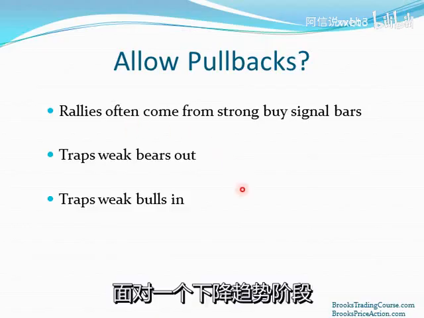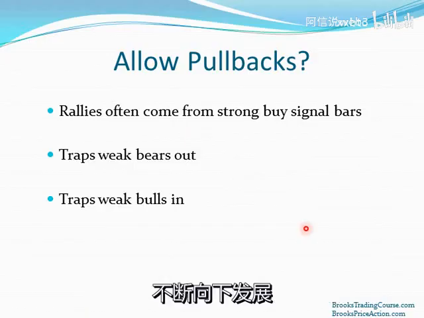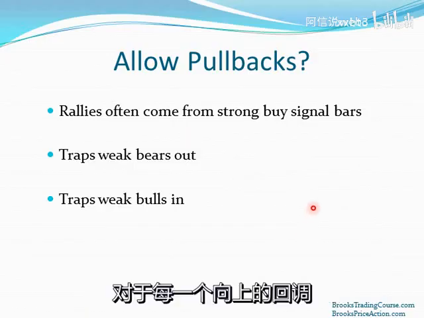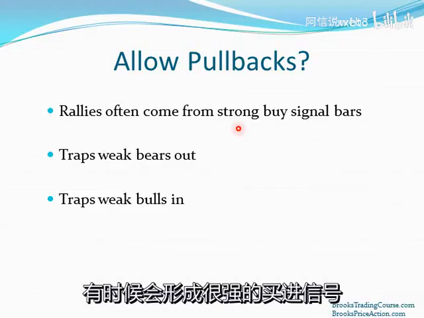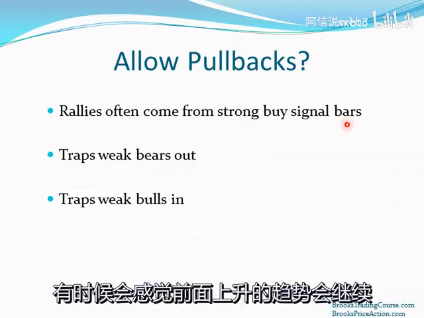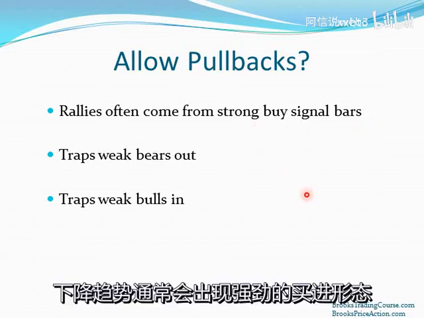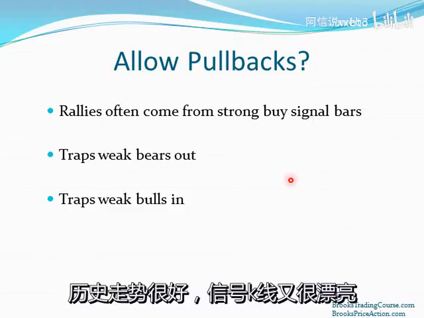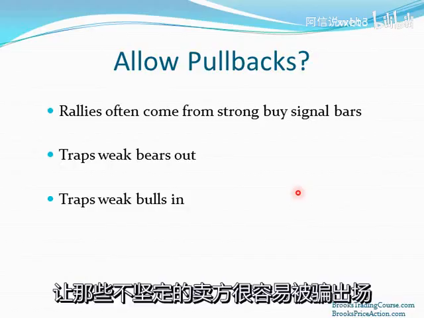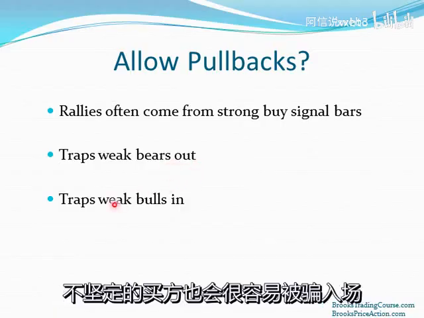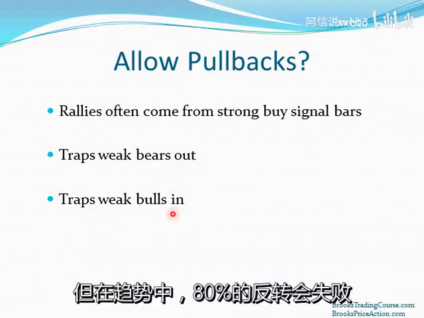Okay, when you're in a bear trend, you're channeling down, stair-stepping down. Every pullback that you get, sometimes they come from very strong buy signal bars. So sometimes it looks like the trend is resuming. But remember, you're in a bear trend at this point, and bear trends often have strong-looking buy setups. The context looks good, and you get a good signal bar. That's the setup. So it's always trying to trap weak bears out of their shorts, and it also will trap weak bulls in.